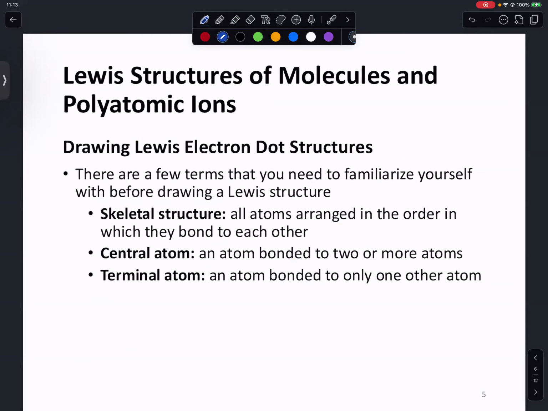Now let's continue with how to draw a Lewis dot structure, and we will add on to the terminology. In addition to the bonding and non-bonding pairs, we need to know what is meant by a skeletal structure. A skeletal structure includes all the atoms arranged in the order in which they are bonded to each other. Then we have a central atom, which is an atom bonded to two or more atoms, and I'll be using that when I'm drawing the Lewis structures. And a terminal atom simply is an atom bonded only to one other atom.